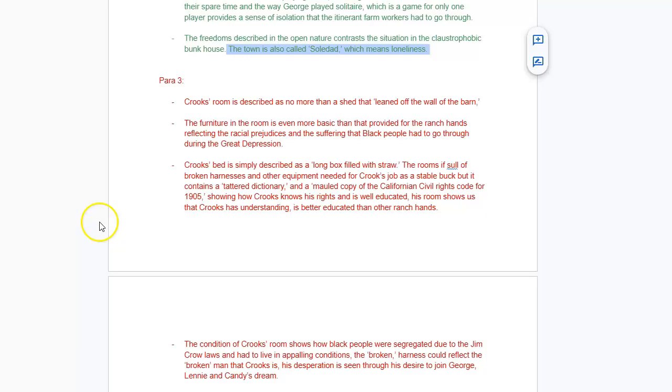Paragraph 3, the final paragraph, you look at Crooks's room. It's no more than a shed that leaned off the wall of the barn, and the furniture is even more basic than that provided for the ranch hands, and it reflects the racial prejudices that black people had to go through during the Great Depression. For example, Crooks's bed is simply described as a long box filled with straw. The room has broken harnesses and other equipment needed for Crooks's job as stable buck.